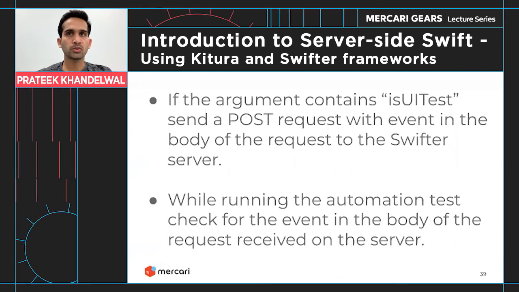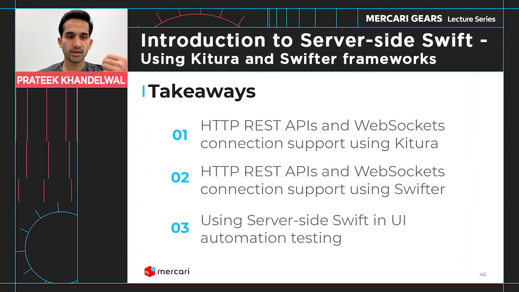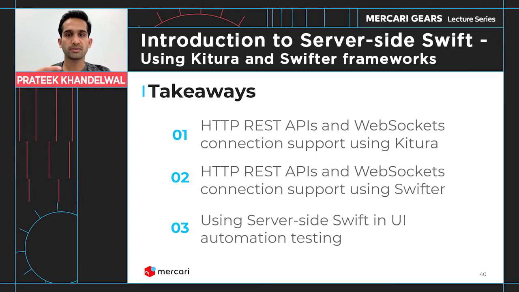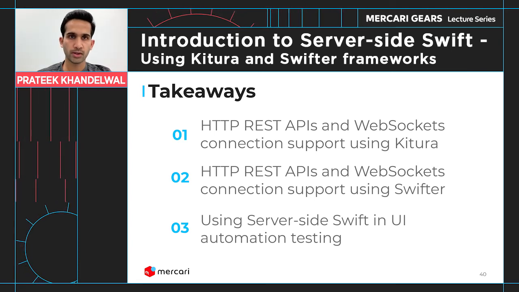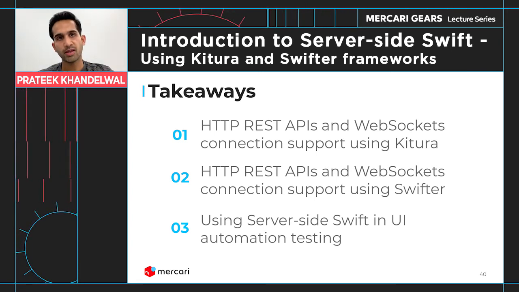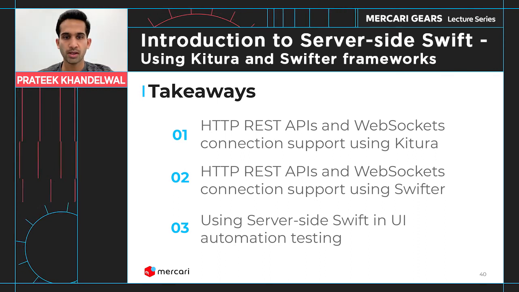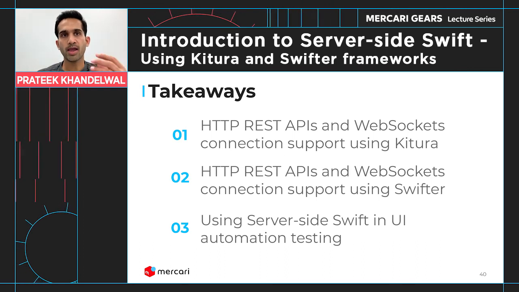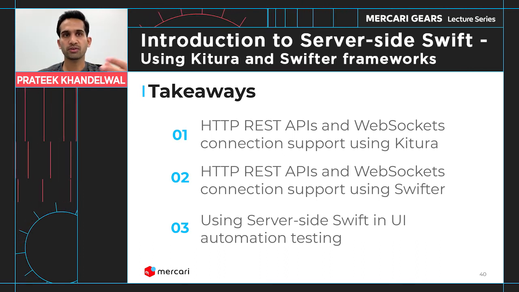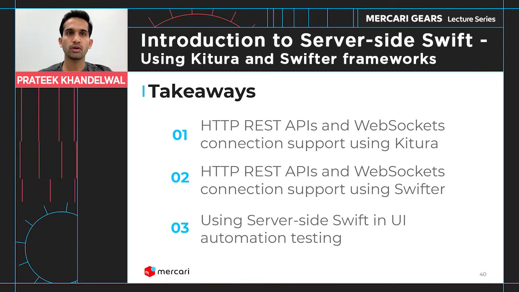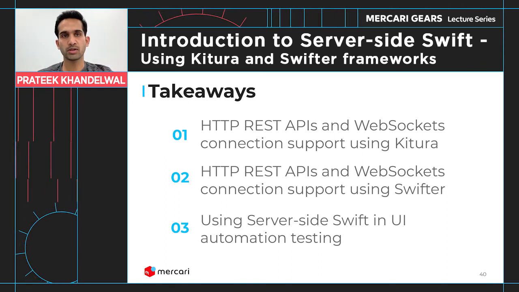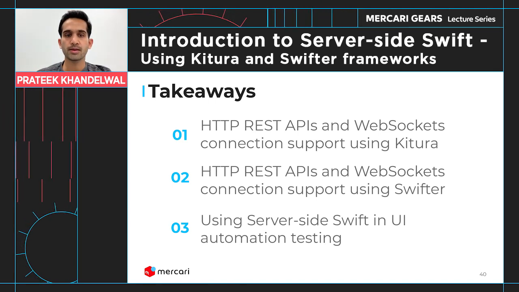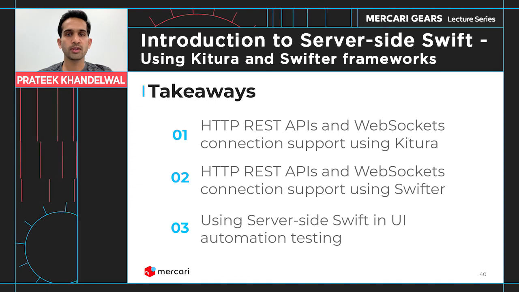So in the end, that was pretty much it. There are three things that I think we learned today: HTTP, REST APIs, and WebSocket connections using Kitura, and using server-side Swift in UI automation tests. I used the Swifter library. I haven't used Kitura because it's a very heavy framework and my use case was very small. This can be one use case of using server-side Swift on the client side, for UI automation testing.